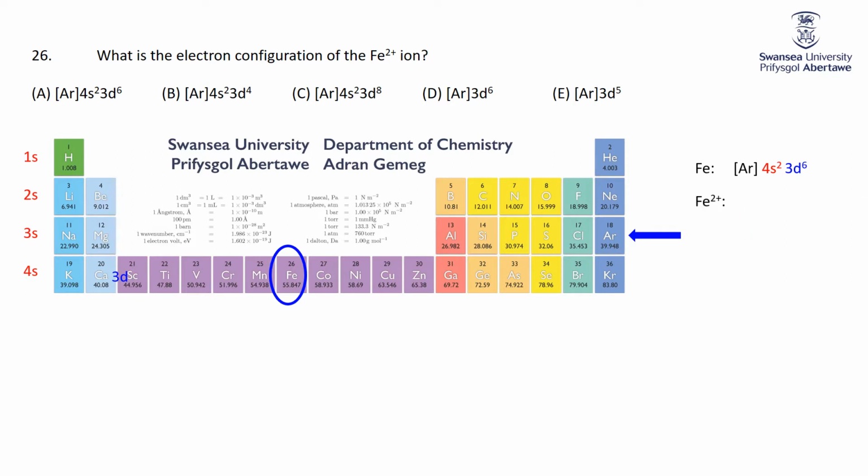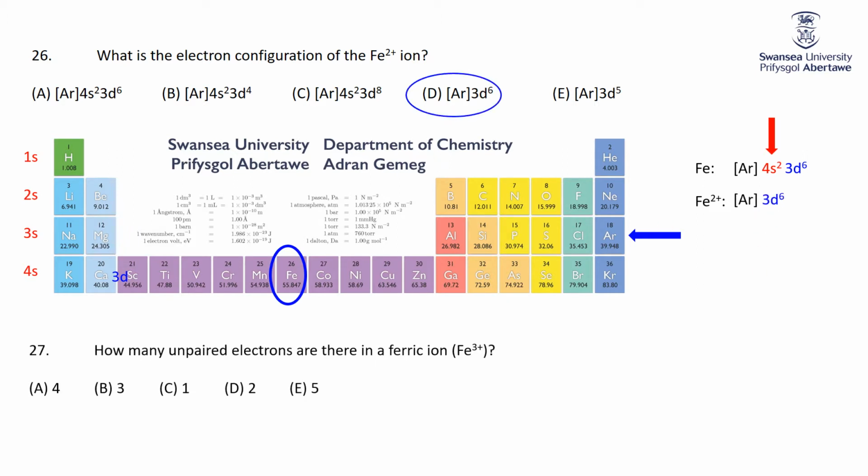Well, which 2? The unthinking person would say, let's take 2 away from the 3d. But the thinking student says, no, you remove electrons from the highest shell. So we're going to remove those 2 electrons from the 4s, giving us argon 3d6. Answer D. And how many unpaired electrons in a ferric ion, otherwise known as Fe3+, or iron 3?